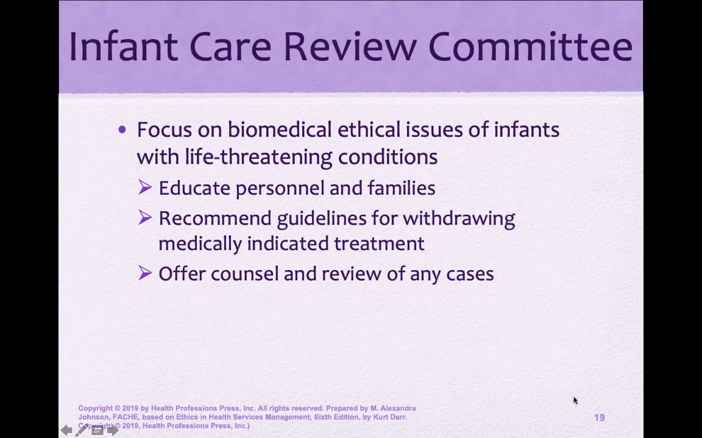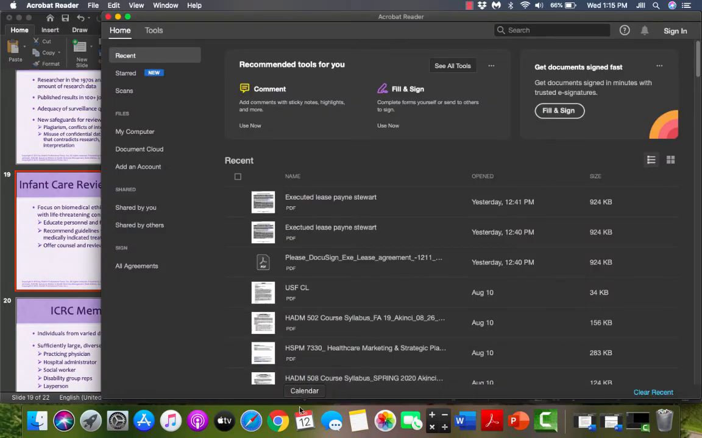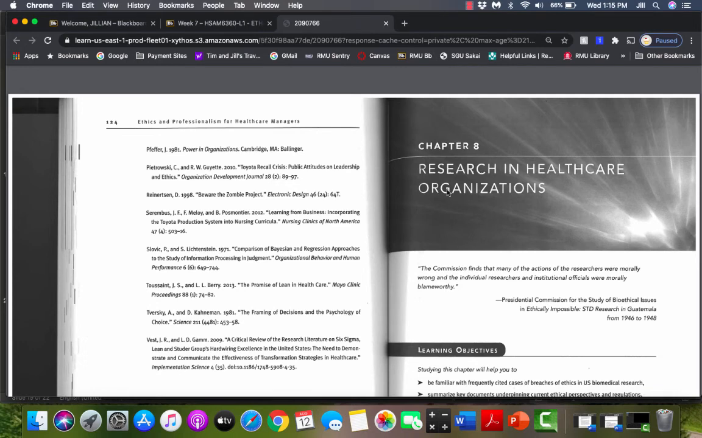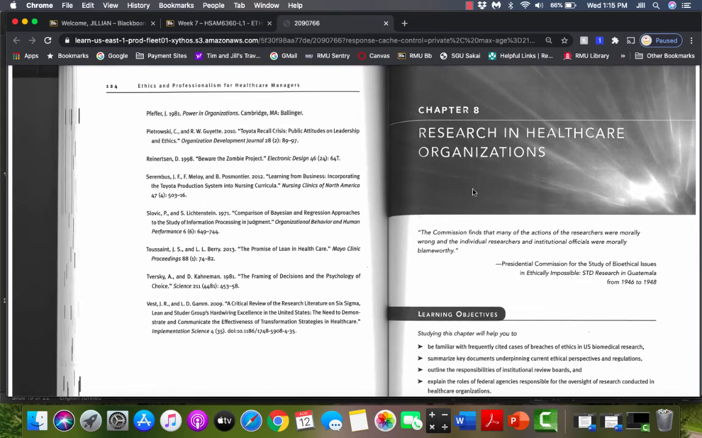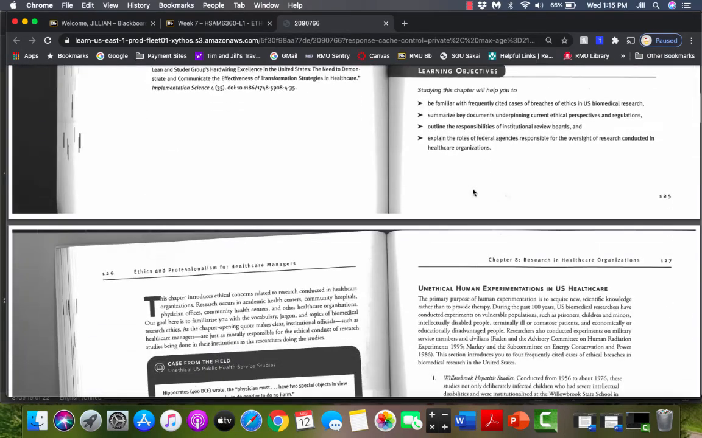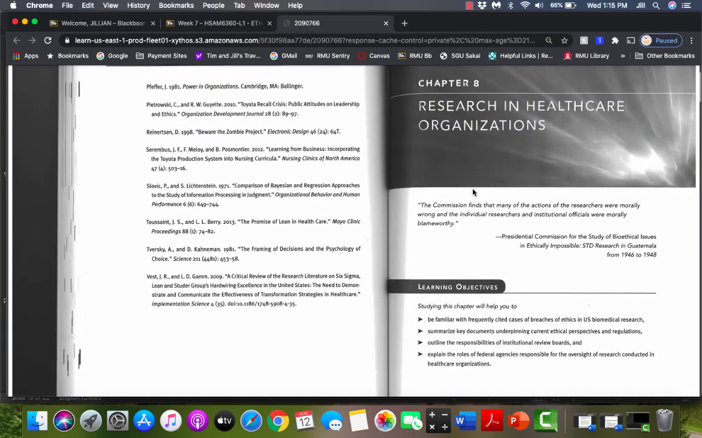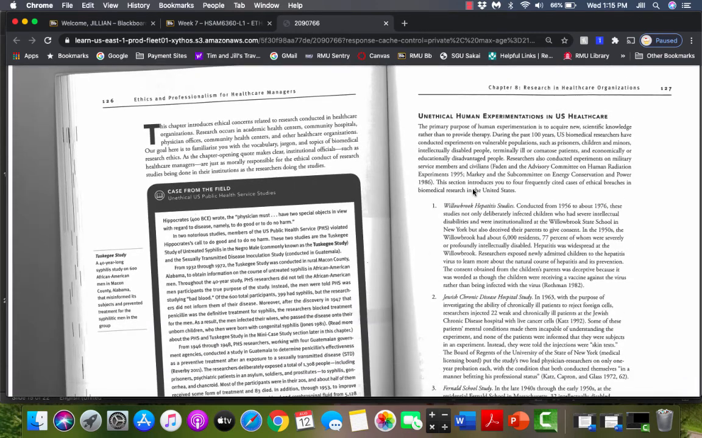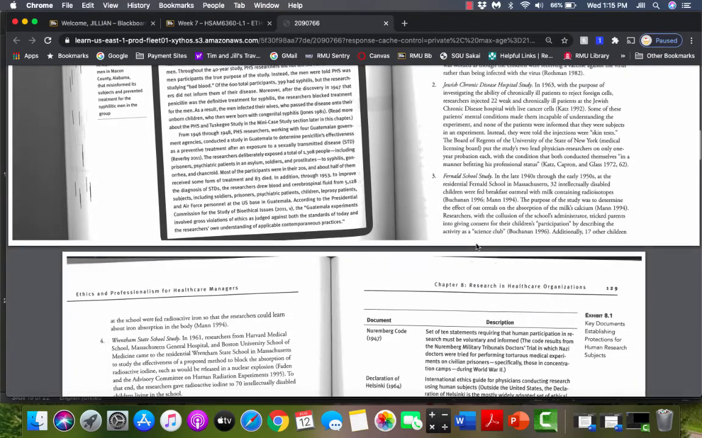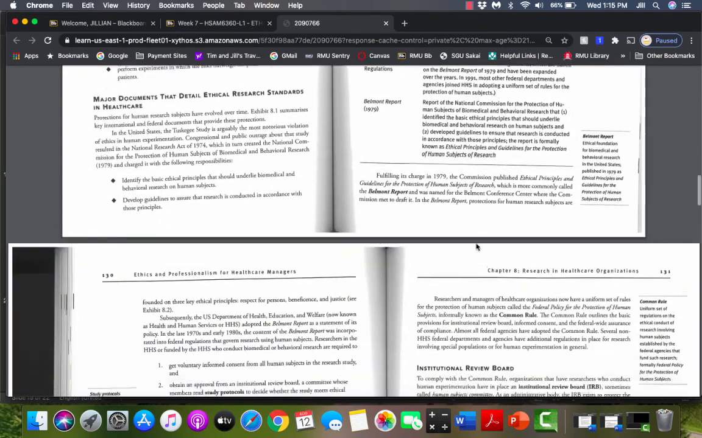So I'm going to hop over here to, where is it? Oh, it's here. So you do have another chapter. We have the chapter from the physical textbook that you have, but there's also a chapter from this other textbook, Ethics and Professionalism for Healthcare Managers, about research and healthcare organizations. A lot of this is the same information that comes from the DAR textbook, but I thought there was some better info in here about some live examples of things that have occurred.